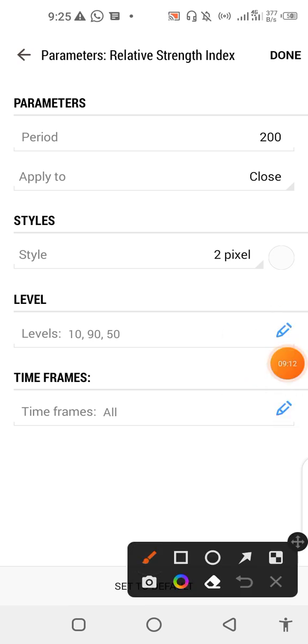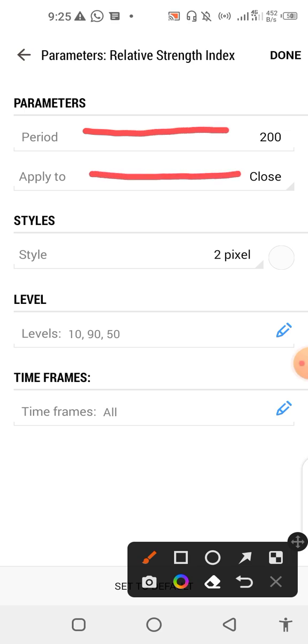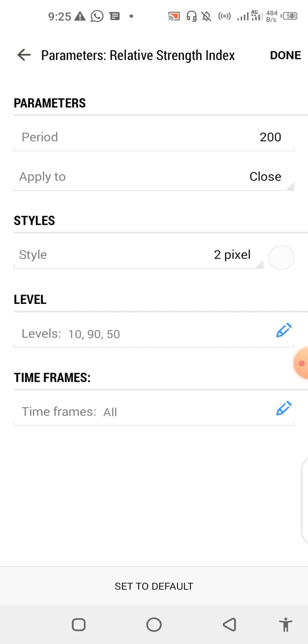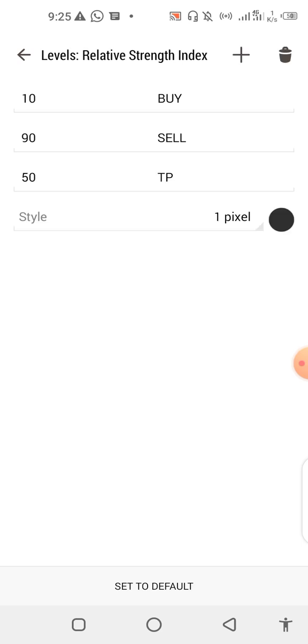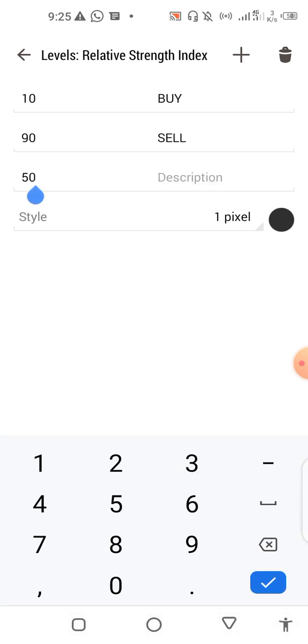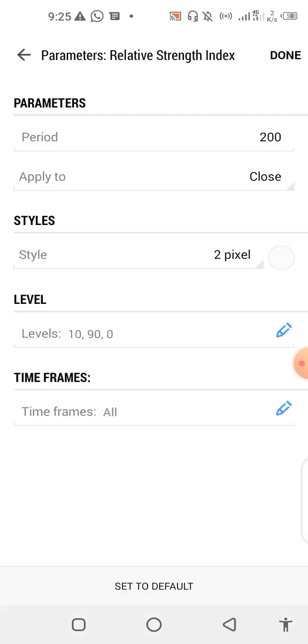Set the period to 200. Apply to close. Style is 2 pixels, and make sure here is pure white, the color. Click on it and select white, pure white. If you are lucky, it will automatically be on white. Now you come to the level, just click on it. You will see this page. Once you come here, you won't be seeing this 50 here. It will be something like this. Yours will be something like this.